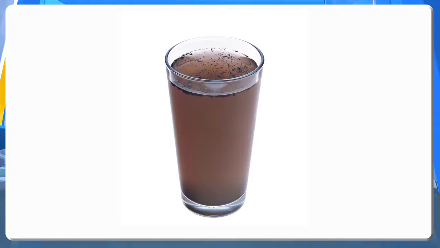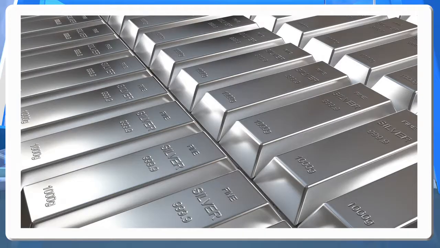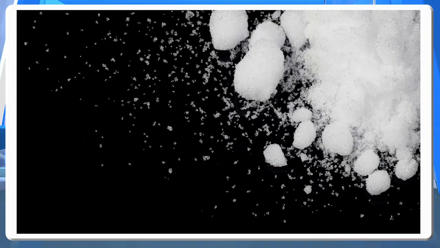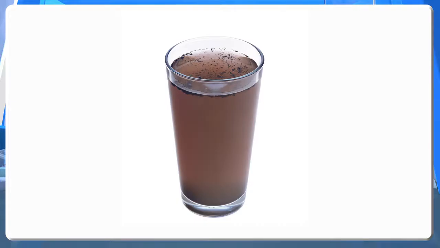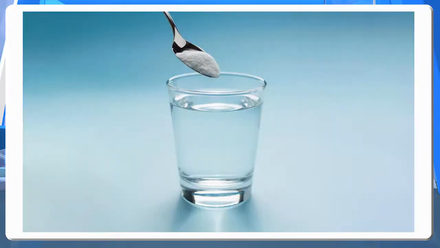Here are some substances. So, let's categorize these substances into pure substances and mixtures. Here, gold, silver, salt are examples of pure substances. Muddy water, potassium permanganate solution, salt solution are mixtures. So, the objects we have seen are classified as pure substances and mixtures.